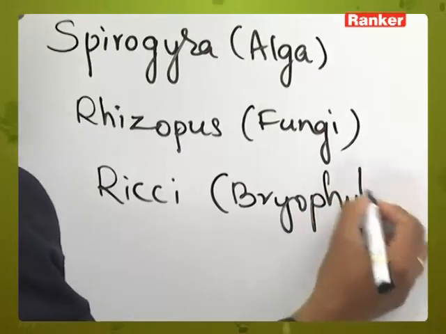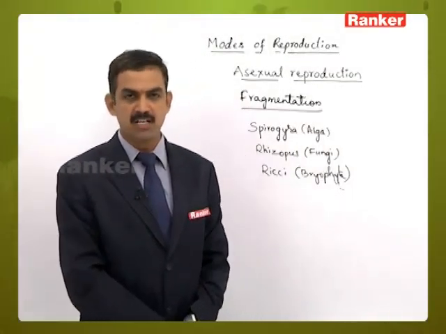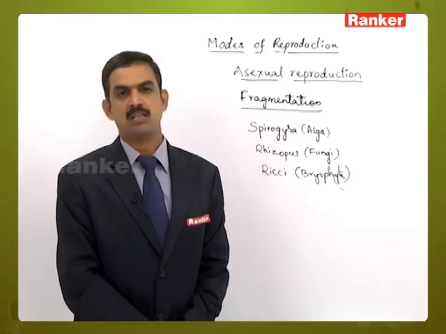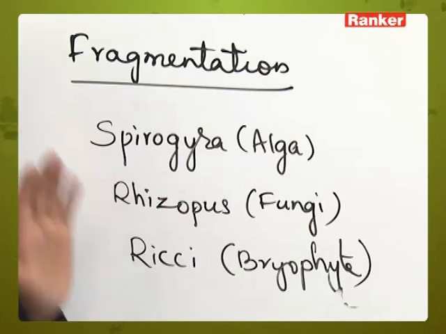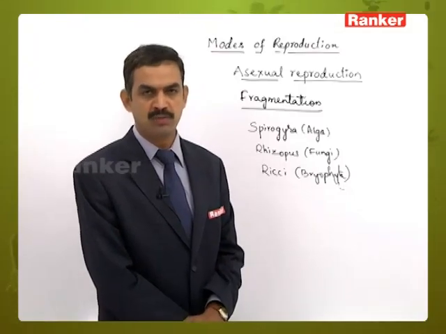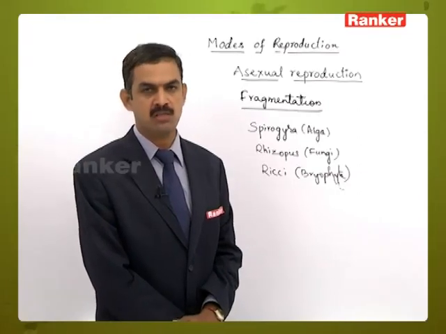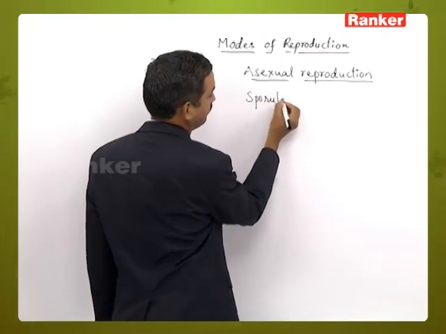In these examples, the plant body is broken into small fragments, and each fragment develops into a daughter individual, an independent organism. These small pieces, which have separated and develop into small individual daughter plants, we call the fragmentation process. Next one is sporulation.